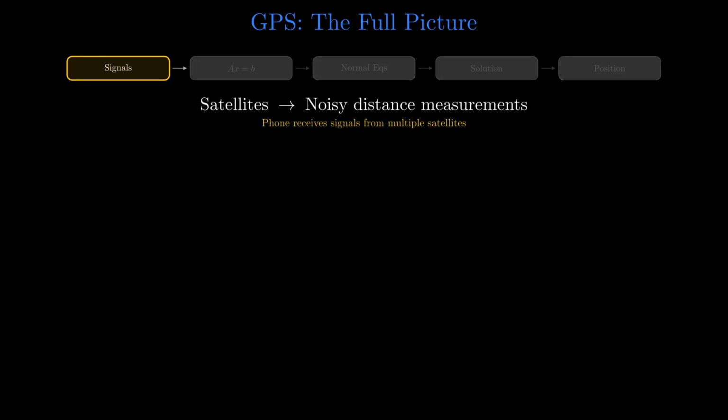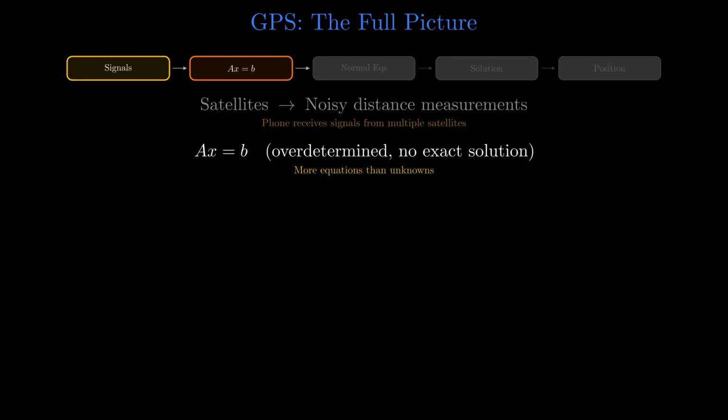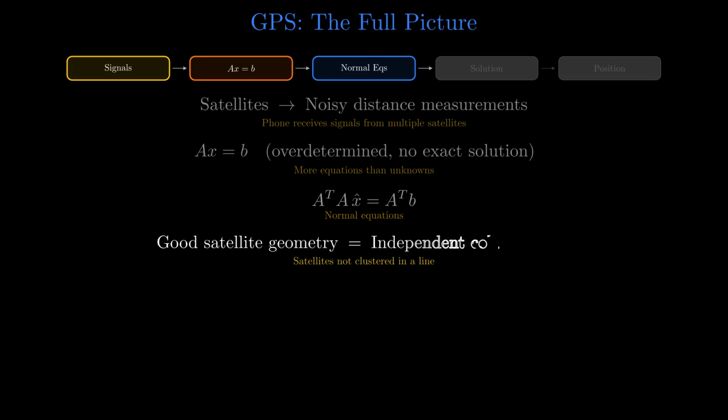Now let's come back to your phone and see the full picture. Your phone receives noisy distance measurements from multiple satellites. It sets up the system AX equals B, but there are far more equations than unknowns. This means the system is overdetermined and no exact solution exists. So what does it do? It forms the normal equations. A transpose A times X hat equals A transpose B.